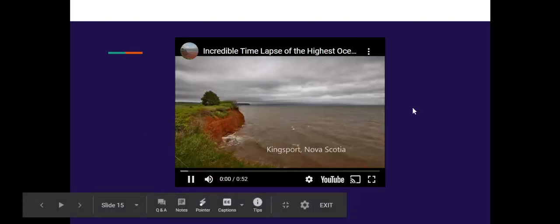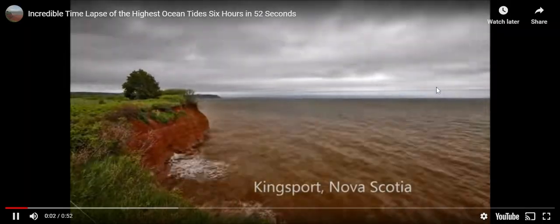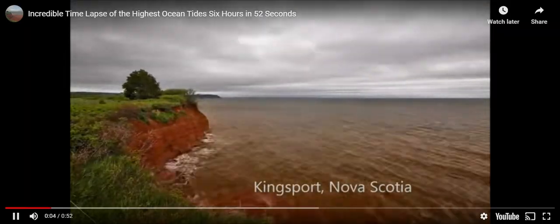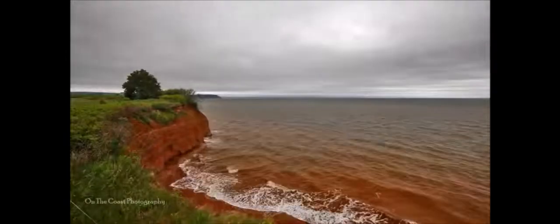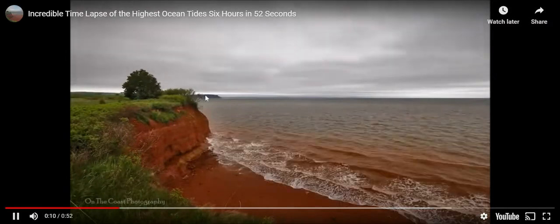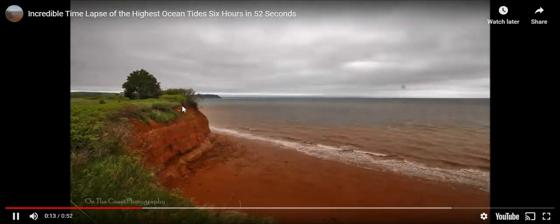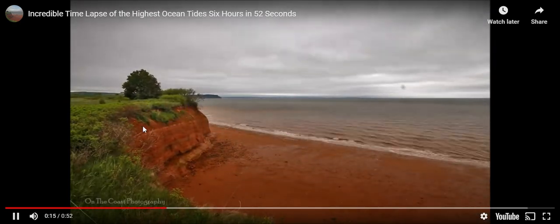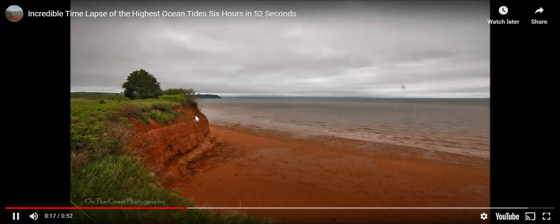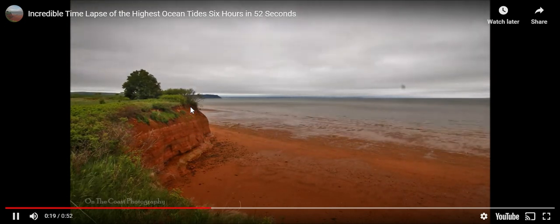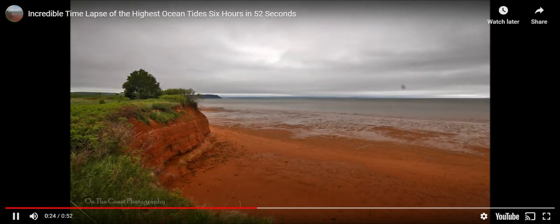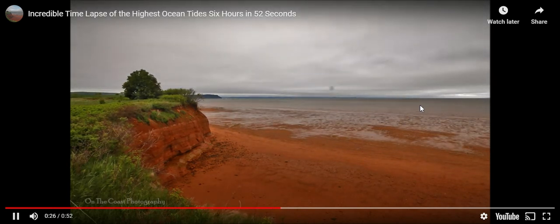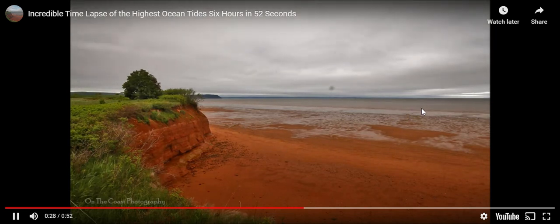Here's another one. Kingsport, Nova Scotia. You can kind of see where you can predict where the spring tide would come to, because you see where this erosion is. Not all high tides reach the highest spot. So there a low tide goes out, slowly goes out, keeps going out. Goodness sakes.